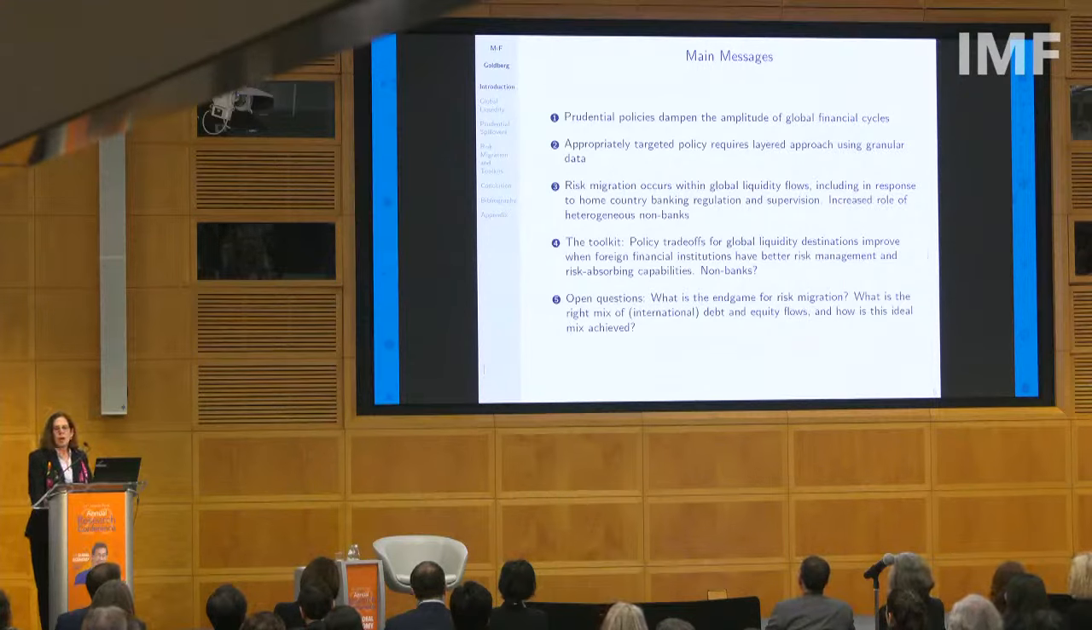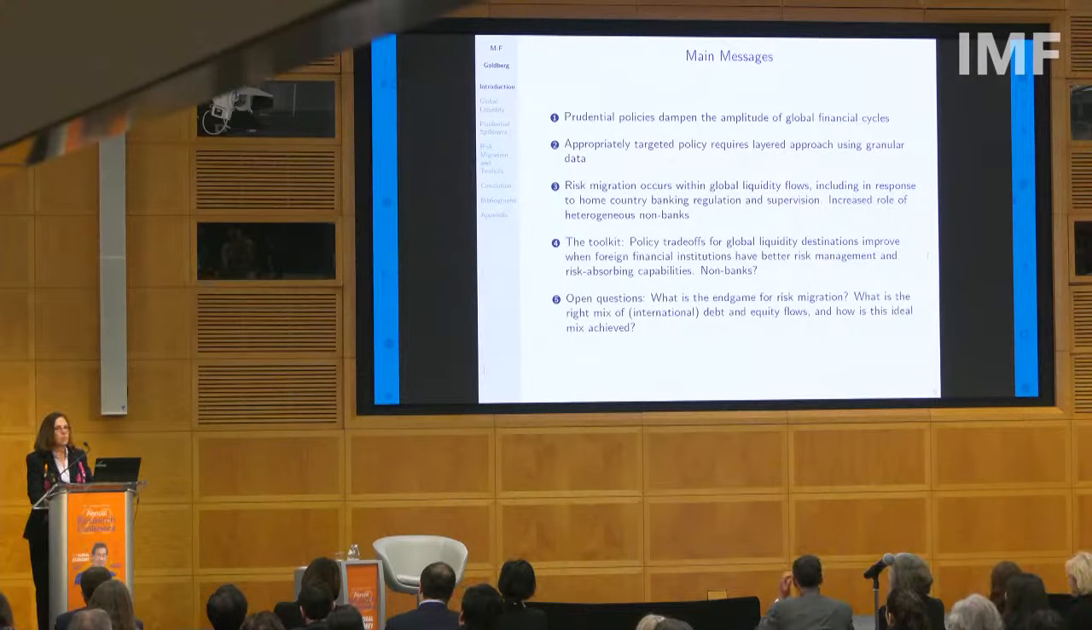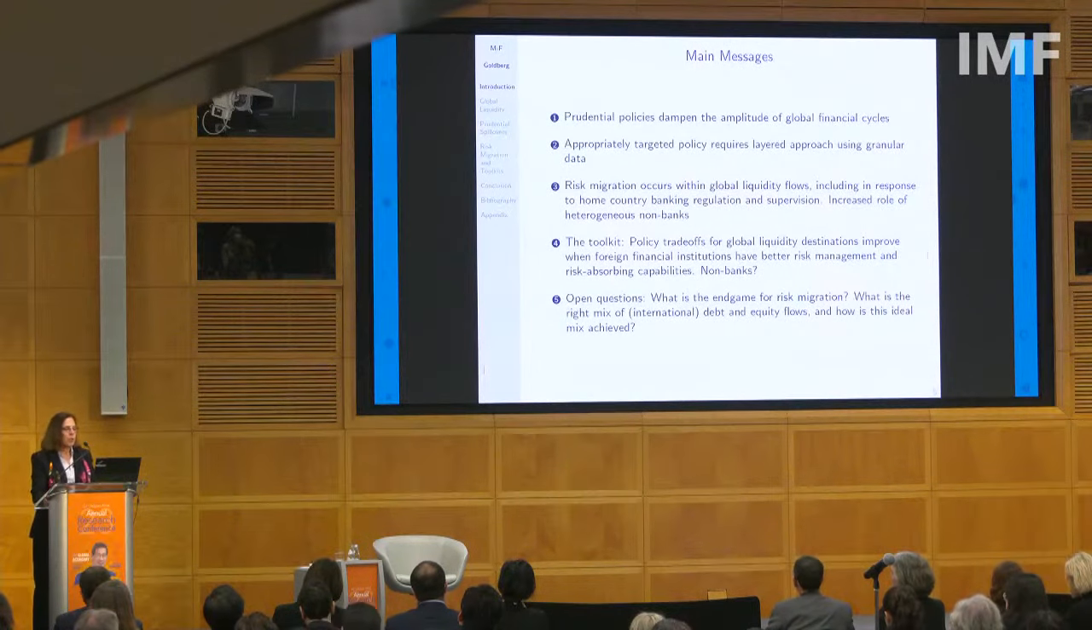Second point, appropriately targeted policy requires a layered approach using granular data. Analytics using granular data on financial flows informs the constraints, the institutional features, and the amplification channels that are relevant for designing effective policy. In the case of global liquidity, granularity also means considering the players, those agents that are in need of financing, and the composition of creditors and investors.